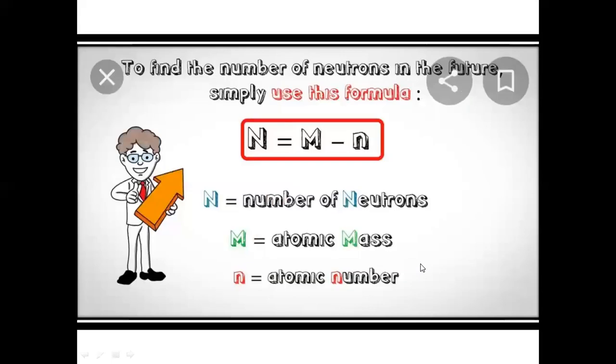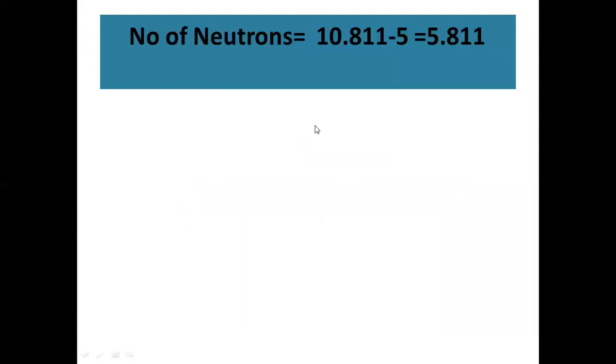To find out the number of neutrons in the nucleus, we will use the formula. The formula is capital N equals capital M minus small n. Capital N is the number of neutrons, capital M is atomic mass or mass number, and small n is the atomic number. So by subtracting the atomic number from the mass number, we can find out the number of neutrons present in the nucleus of an atom.